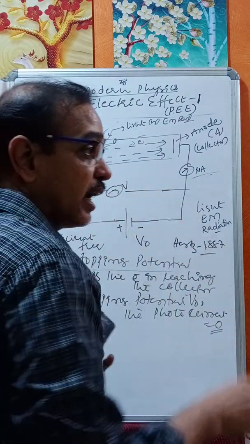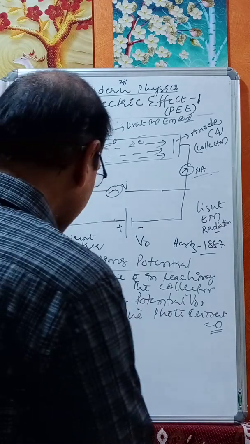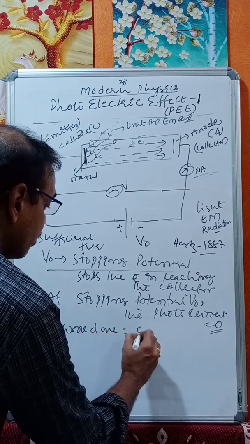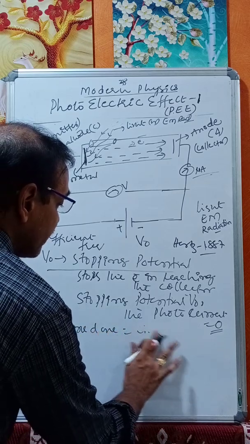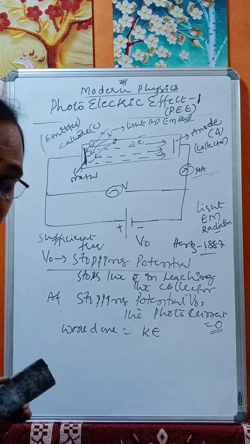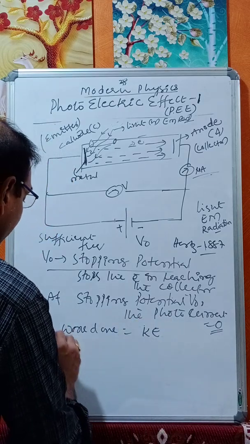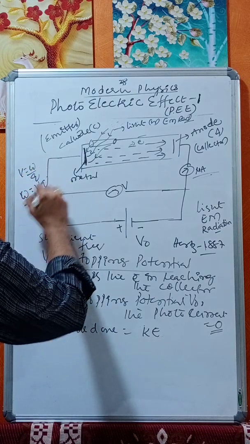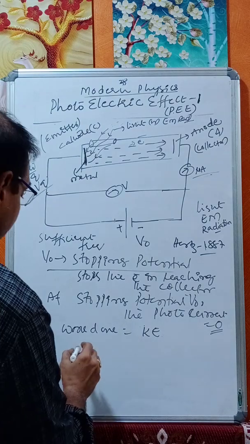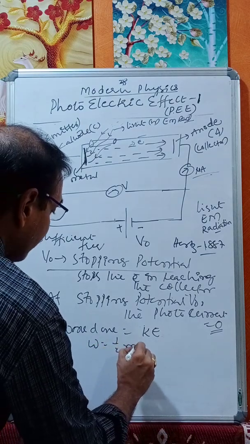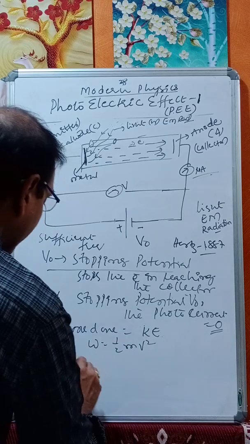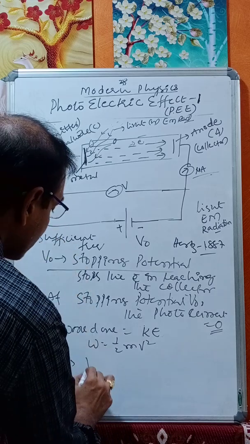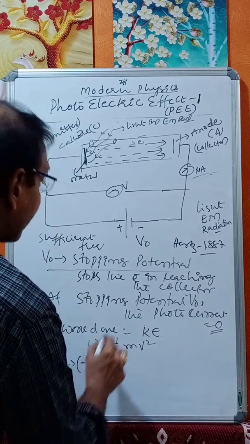Then what happens? The kinetic energy will be the maximum kinetic energy. Work done is equal to the change in kinetic energy, or simply the kinetic energy here. Then what is the work done? EV0. We know that V is equal to W by Q, so W is equal to VQ. Therefore, here work done is equal to half mv square. This implies W is equal to V into Q, where V is the stopping potential, the negative potential, minus V0.